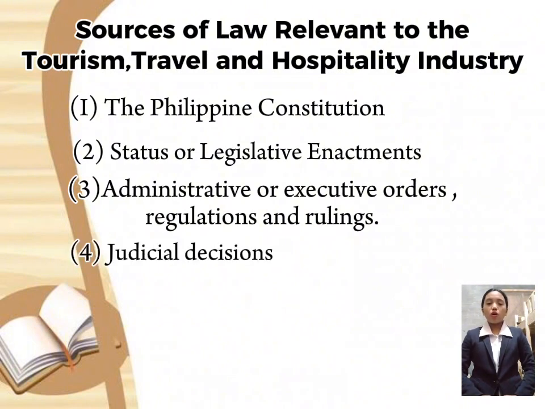Judicial decision or jurisprudence. Judicial decision or jurisprudence refers to the body of legal decisions and precedents established by courts through their interpretations and applications of the law. These decisions collectively form a crucial part of the legal system and serve as a guide for future cases.